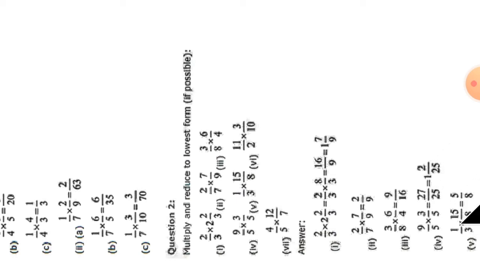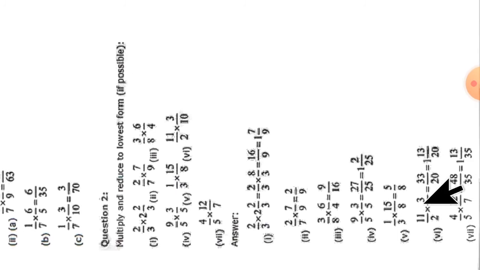Next one, 1 upon 3 into 15 upon 8. 3 5s are 15. So 5 upon 8. Next one, 11 upon 2 into 3 upon 10. Here 11 3s are 33 upon 2 10s are 20. So 33 upon 20. Divide 33 by 20, you will get 1 integer 13 upon 20.